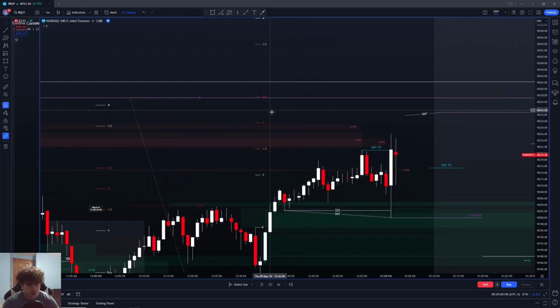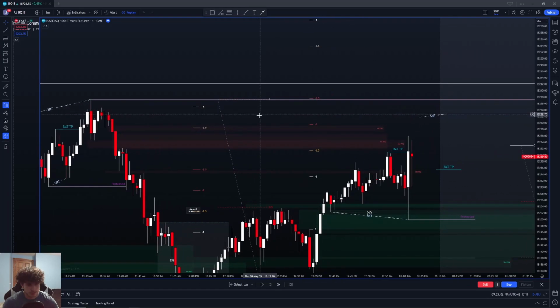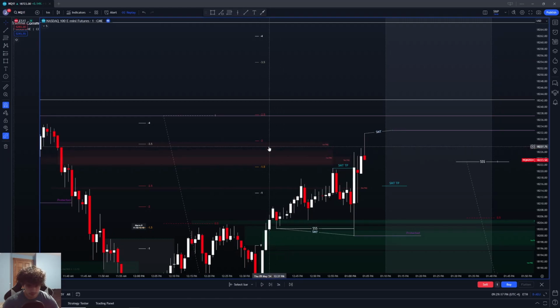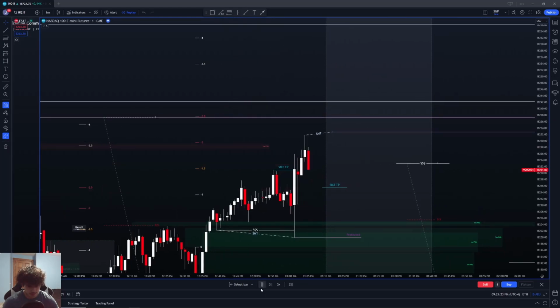So this could also be a standard deviation projection. We hit this 2.5, came down, retraced to the 1.5 area. Massive displacement up. I possibly do want to see this 3.5 get hit. Right there it gets hit. This 2.5, and this standard deviation also gets hit.